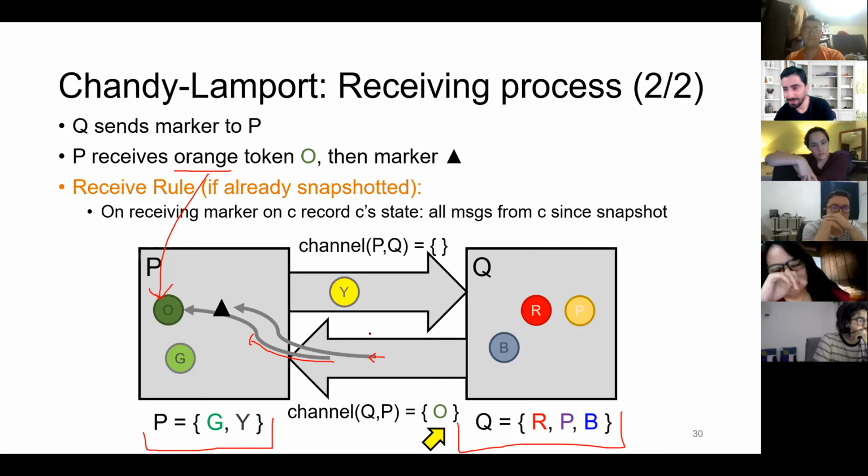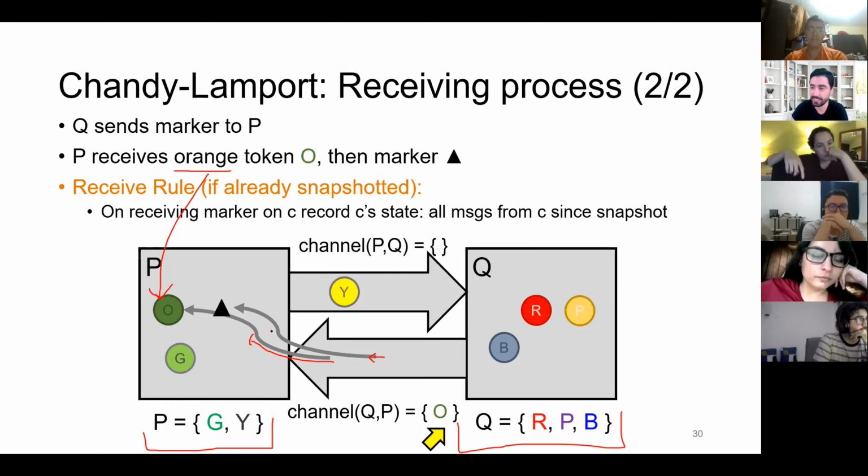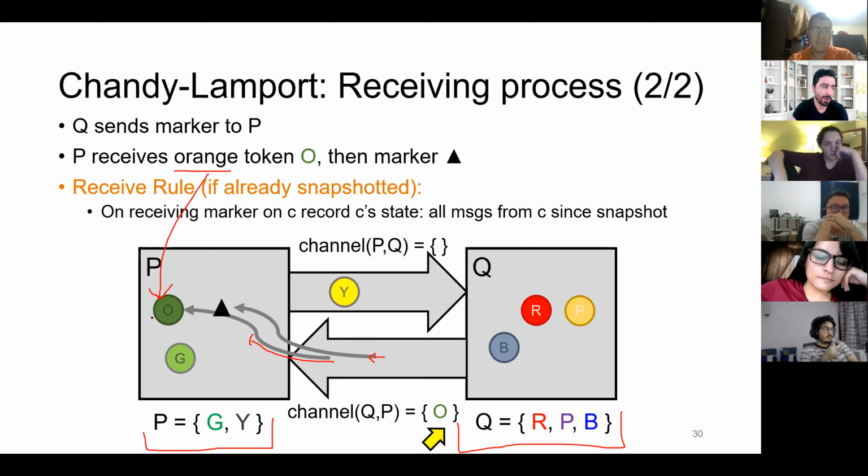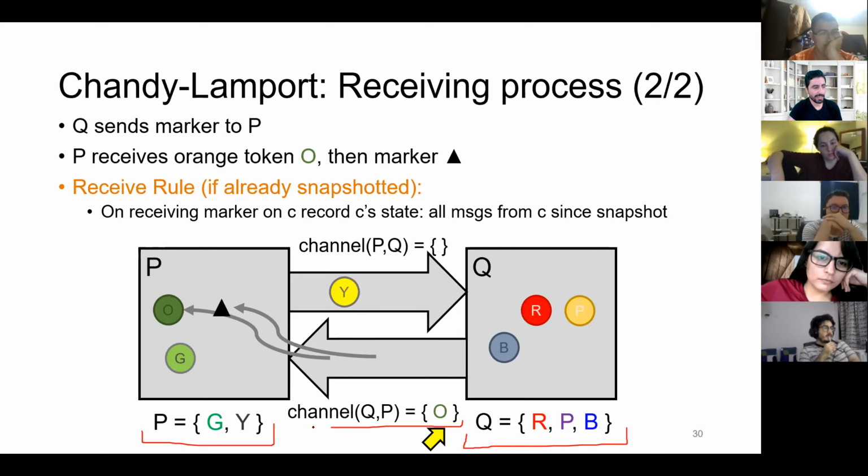What it means, in plainer English, is if you receive this marker here and you already have this snapshot, you're going to record the state of the channel as everything that you received from this channel before the marker. And in this example, the process P received O before receiving the marker. That's why the state of the channel is recorded as O. So now, if I remove all this mess, you have the state of P, you have another snapshot here, you have the state of the channel for QP, and you have the state of the channel for PQ. And if you put them together, you get the complete picture of the distributed system.